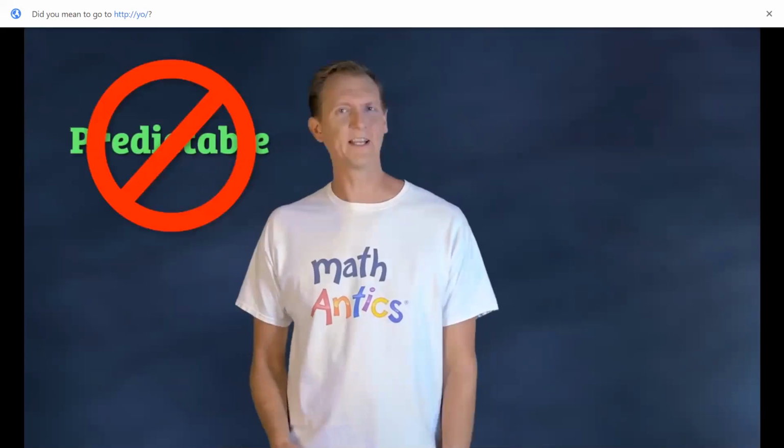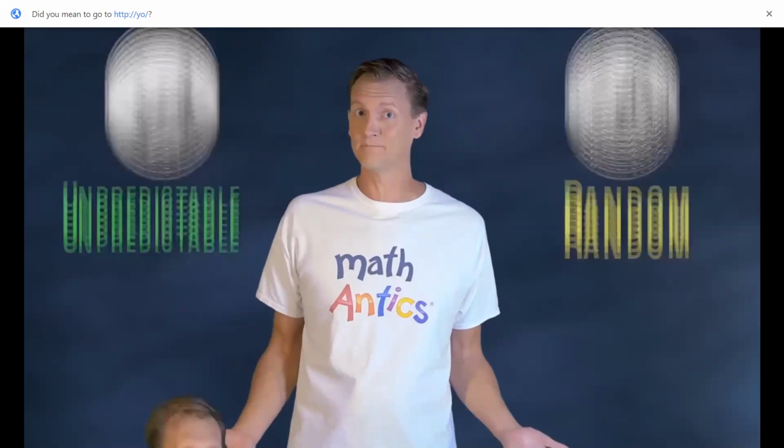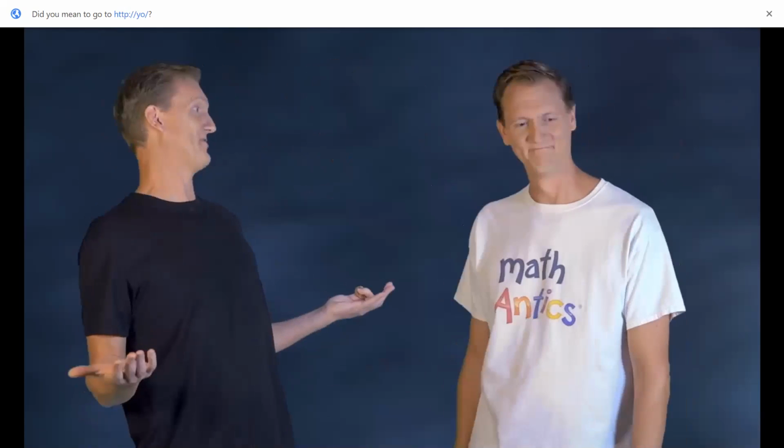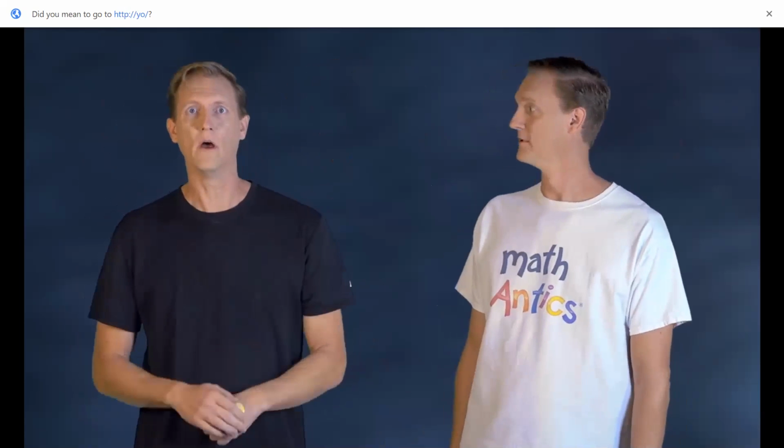But in the real world, things aren't always so predictable. Take a coin toss, for example. We can't predict whether it'll be heads or tails. It's unpredictable or random. And that's why some people will flip a coin to help decide which of two things to do. That's how I make every decision in life. Why am I not surprised? Oh no. Good luck.